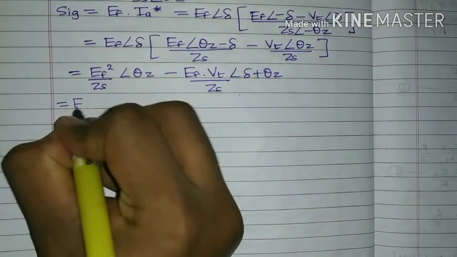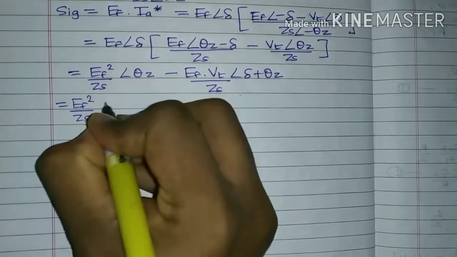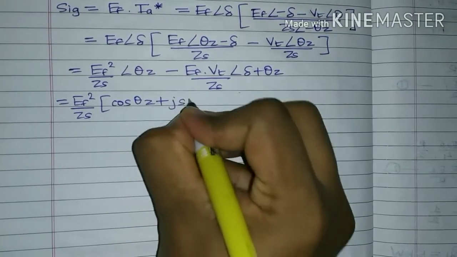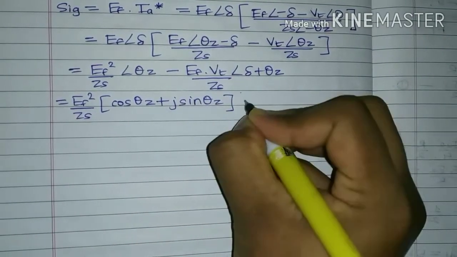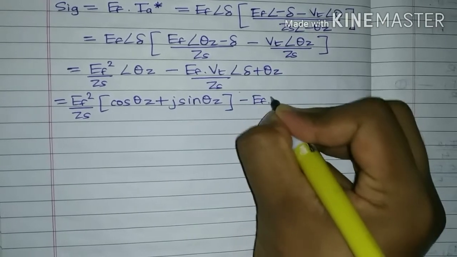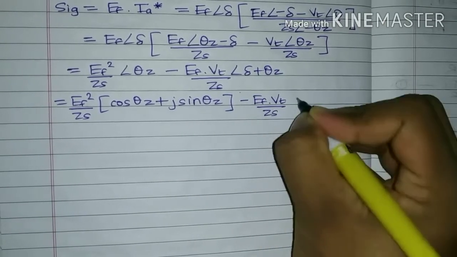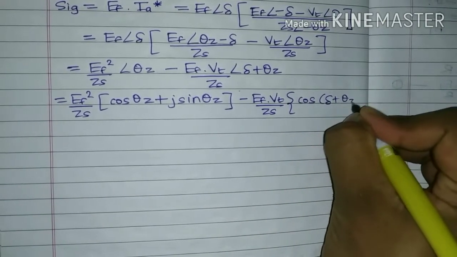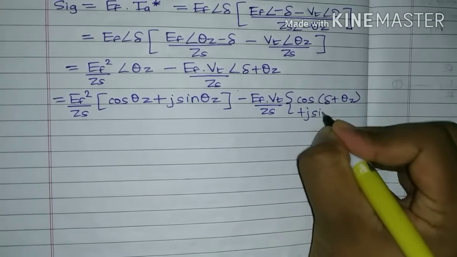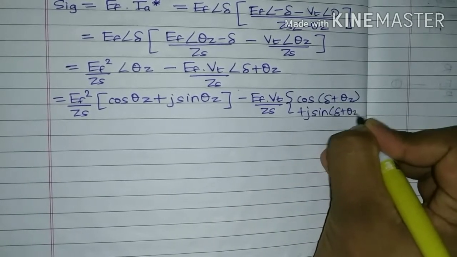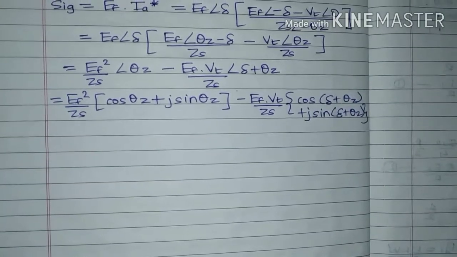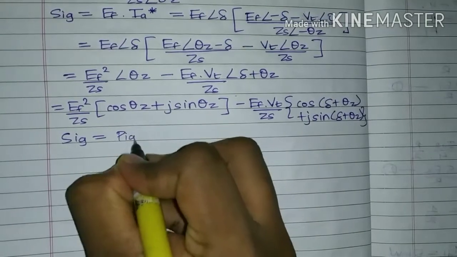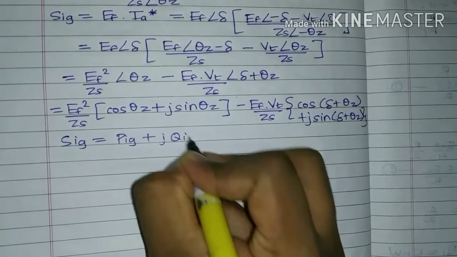We can write it in the Cartesian form as EF square upon ZS into cos of θZ plus j sine of θZ minus EF into VT upon ZS cos of δ plus θZ plus j sine of δ plus θZ. We know that the apparent power is the sum of the real power as well as the reactive power. So SIG is PIG plus jQIG.